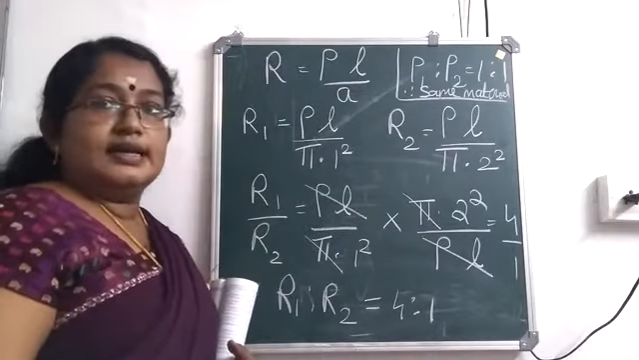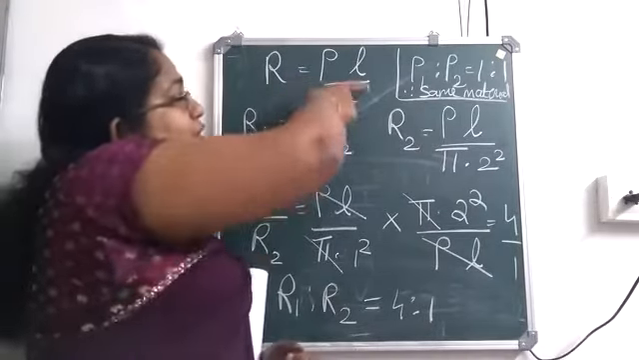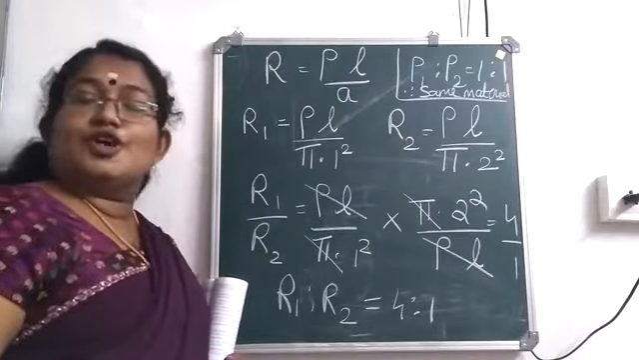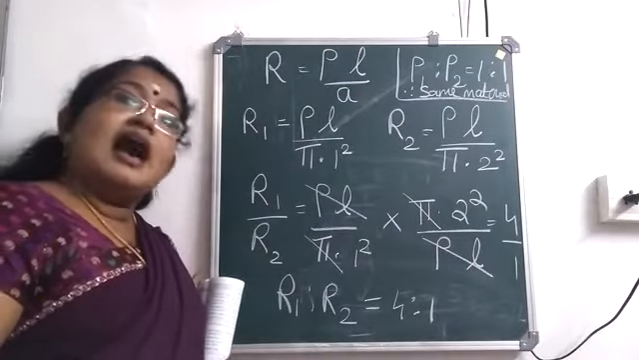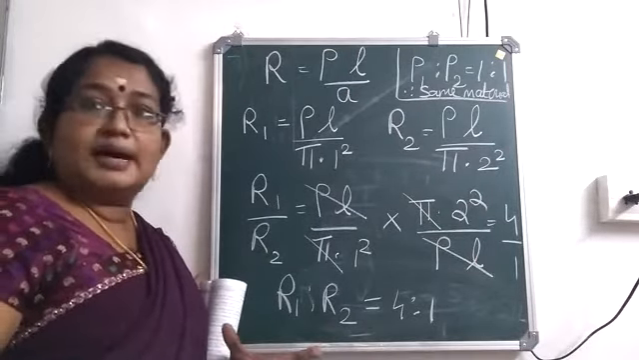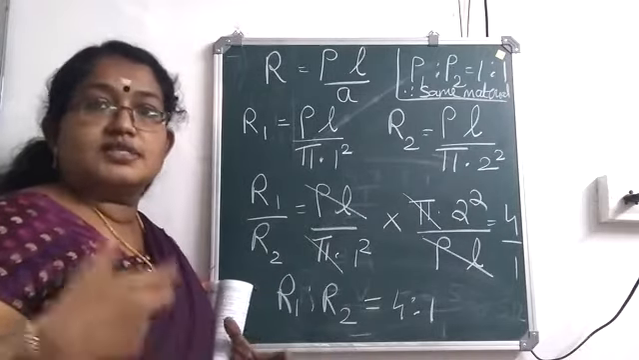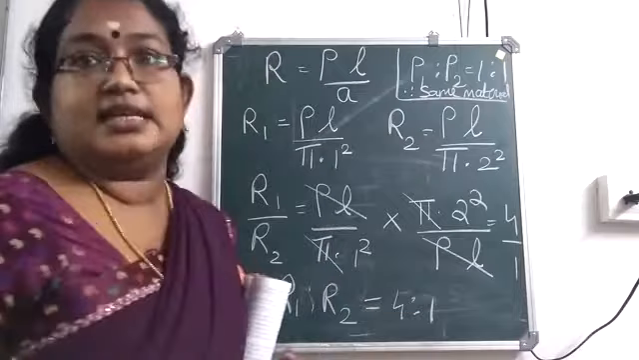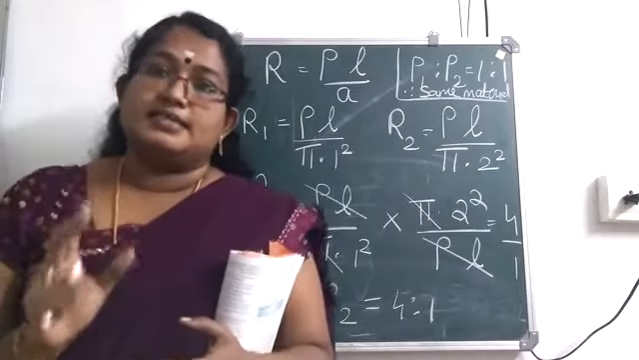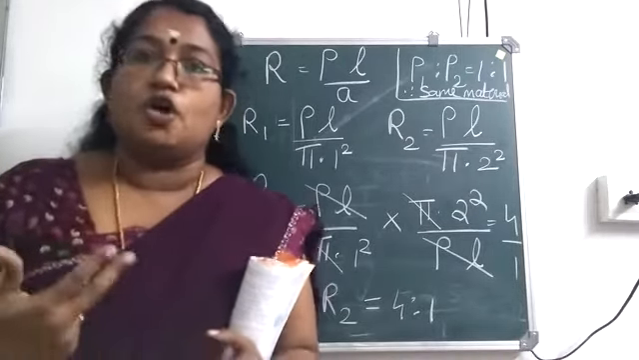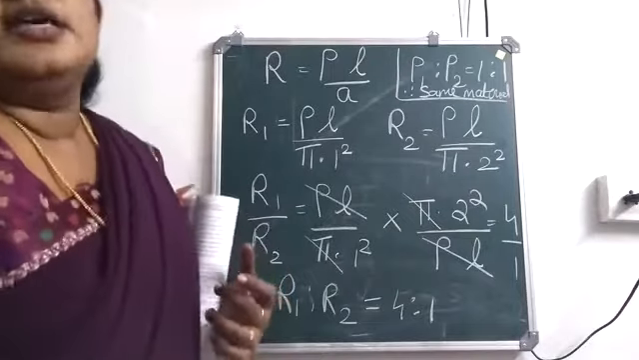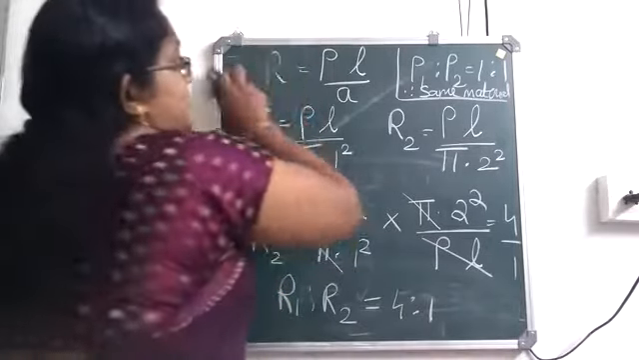So is it clear? This is the equation normally we use in order to do the comparison. R is equal to rho into L by A. And in most of the cases, rho will be constant because they will say about the same material. Then you can put rho as such. No need to give it as rho 1 or rho 2. Okay. So now we will move to the next question.